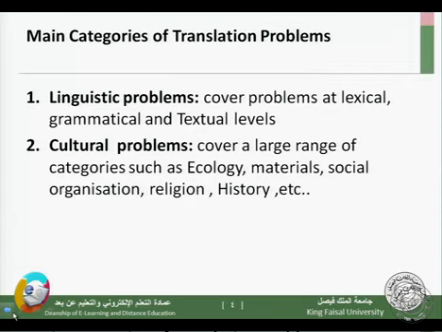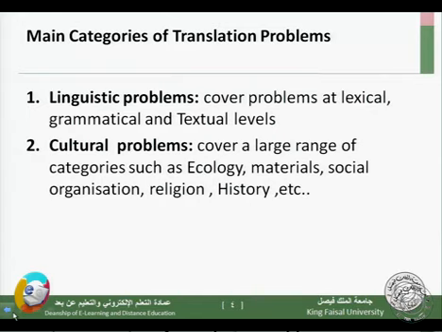Now, grammatical problems, we will go through them in lecture number 12. Not now. Next lecture, inshallah, I will talk about the grammatical problems. But textual problems, I will leave out because, as I said, of lack of time. So these are the linguistic problems: lexical, grammatical, and textual.